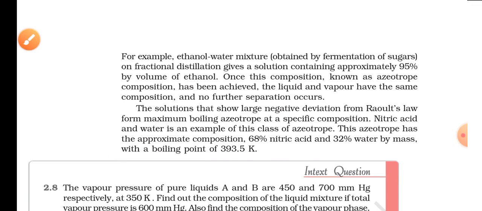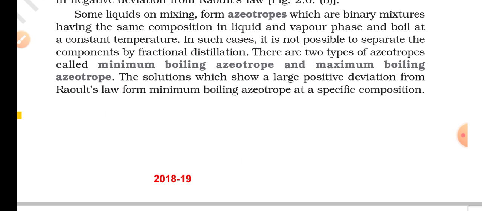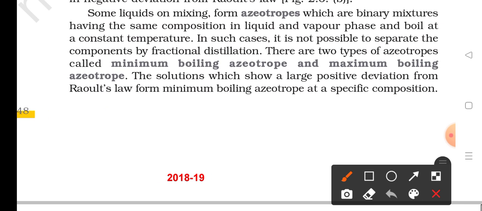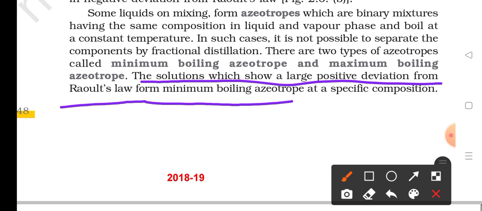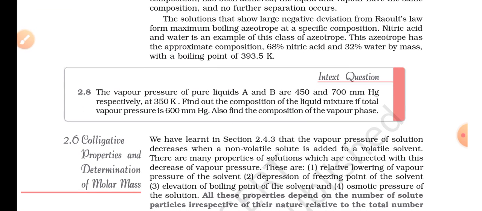Okay, so here maybe we missed an important line. This is important: the solutions which show positive deviation from Raoult's law have minimum boiling azeotrope, and those which show negative deviation from Raoult's law have maximum boiling azeotrope. Okay, maximum is negative deviation and minimum is positive deviation. That's it. Okay, so this is all for today's video, and okay, study well.